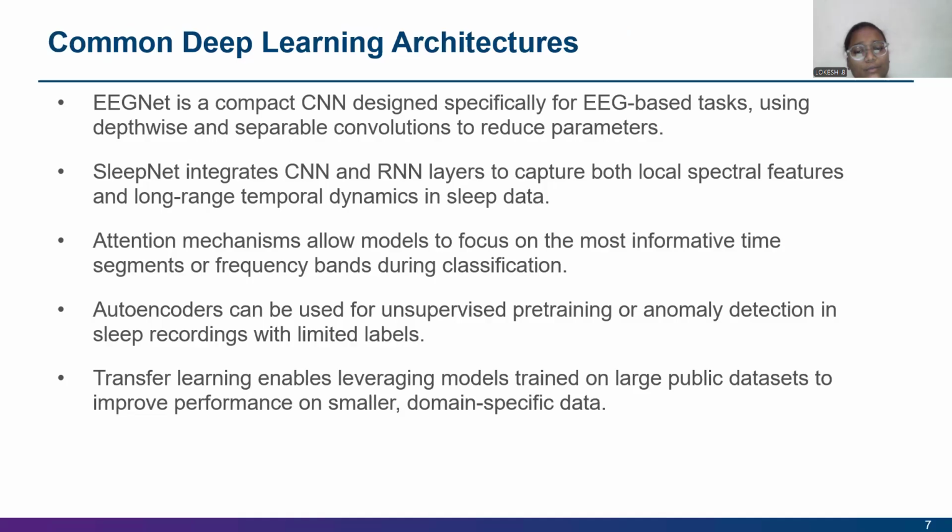Autoencoders can be used for unsupervised pre-training or anomaly detection in sleep recordings with limited labels. Transfer learning enables leveraging models trained on large public datasets to improve performance on smaller domain-specific data. These are the common deep learning architectures: SleepNet integrates CNN and RNN layers to capture both local spectral features, autoencoders can be used for unsupervised pre-training, attention mechanisms allow models to focus on the most informative time segments, and transfer learning enables leveraging models trained on large public datasets.